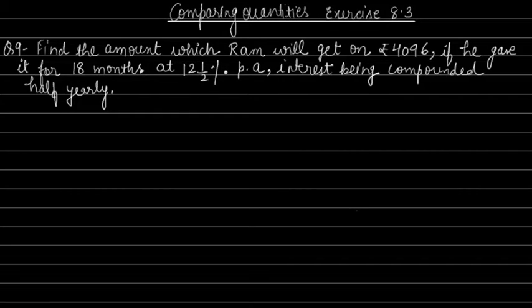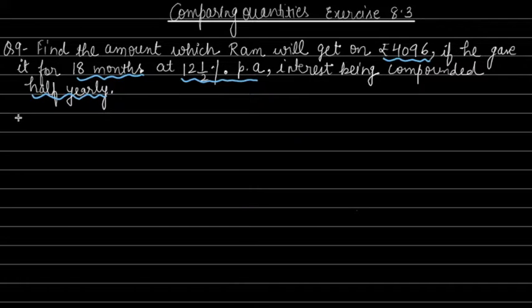Let's start with question number 9. It says find the amount which Ram will get on rupees 4096 if he gave it for 18 months. Time period is given how much? 18 months at a rate of 12.5% per annum, interest being compounded half yearly. So since the interest is being compounded half yearly, it means we will make changes in time period and rate.